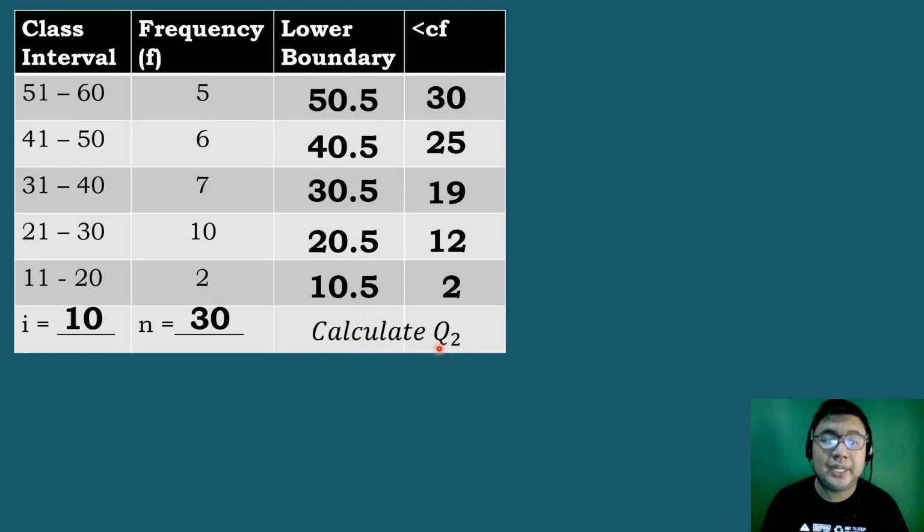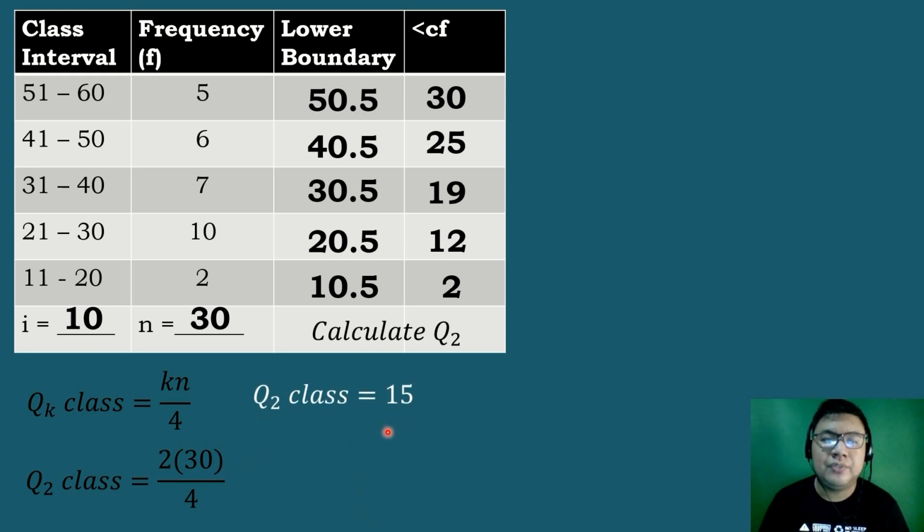Using the same table, let's calculate now the value of quartile 2. We will be using the formula Q sub k class is equal to k times n all over 4. We will be substituting the value of k, which is equal to 2, and the value of n, which is equal to 30. We have 2 times 30, that is equal to 60, and then 60 divided by 4 is equal to 15. So quartile sub 2 class is equal to 15, and we will be looking at the less than cumulative frequency. The less than cumulative frequency must be equal to or greater than 15.